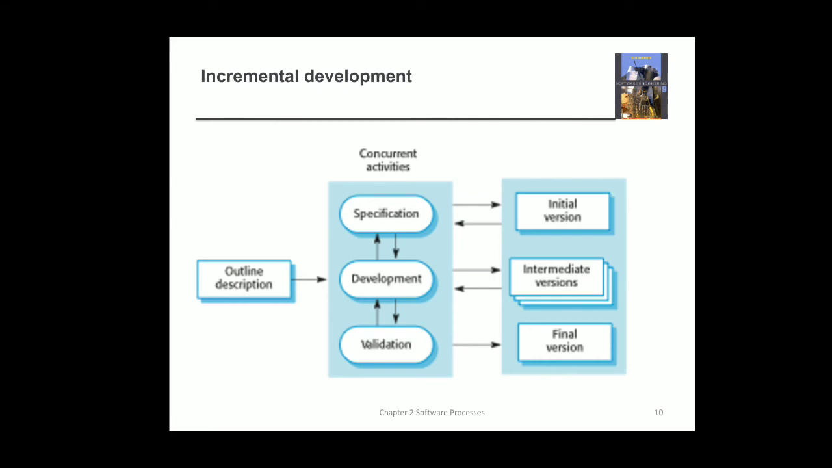You can see there are a lot of intermediate versions. It's not that we'll be having only one intermediate version and then a final version. No, we'll be having a lot of intermediate versions. Then once everything is done, we'll be releasing the final version. So this is how the incremental development model works.